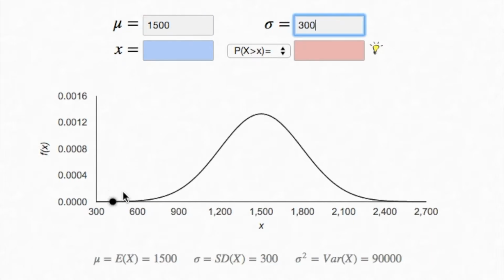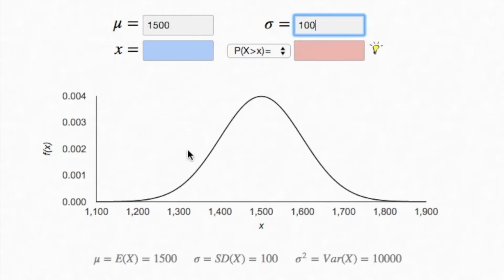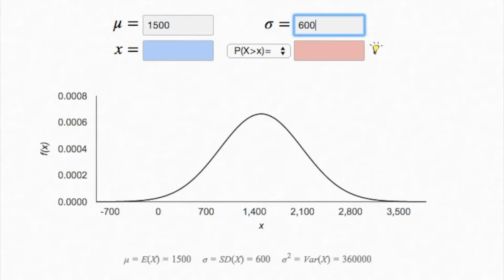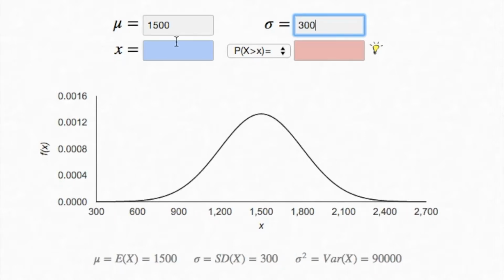You can see the shape of the distribution is going to change. It's going to become centered on 1500 down here, and its spread is going to indicate what the standard deviation is. If we made the standard deviation smaller, the distribution is going to get taller and skinnier. If we made it larger, the distribution would get squatter. Okay, but let's stick with the example that we had.